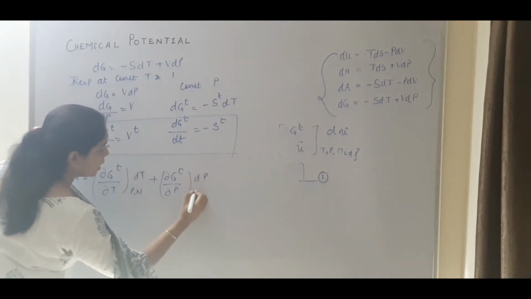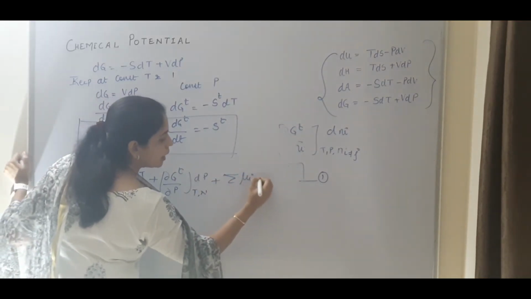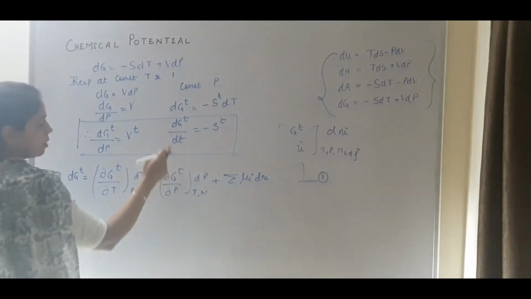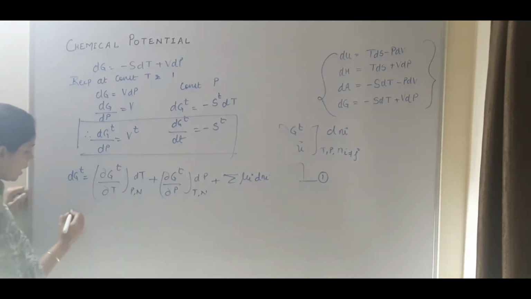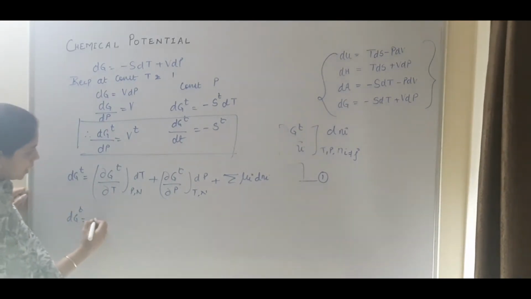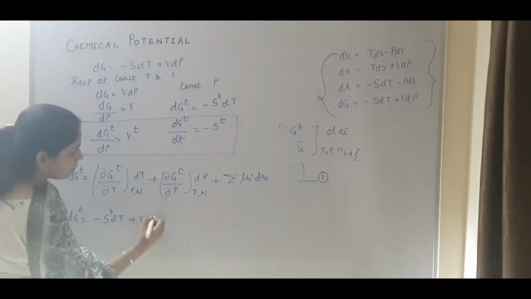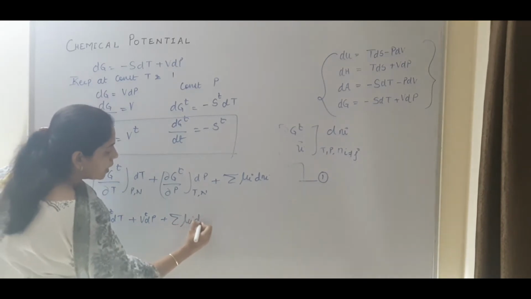This is P, where temperature and n are constant, plus the summation of mu i dn i. So we can replace these two partial differential terms by these equations. So what we get is dG_T equals minus S_T dT plus V dP, plus the summation of mu i dn i.